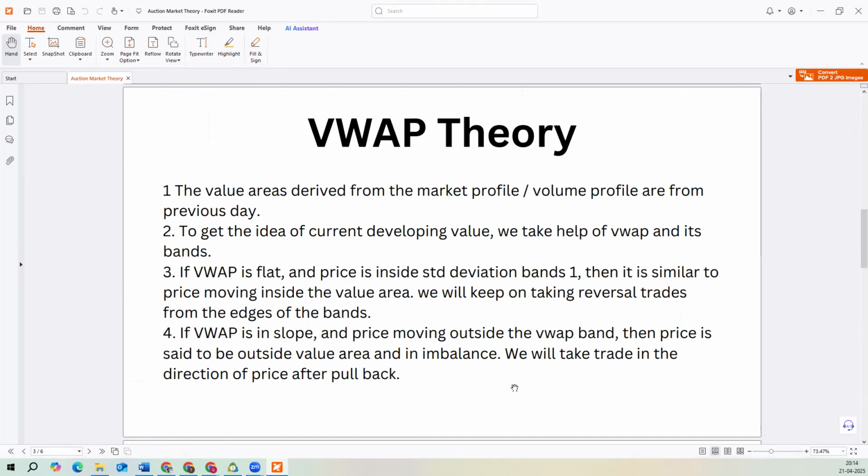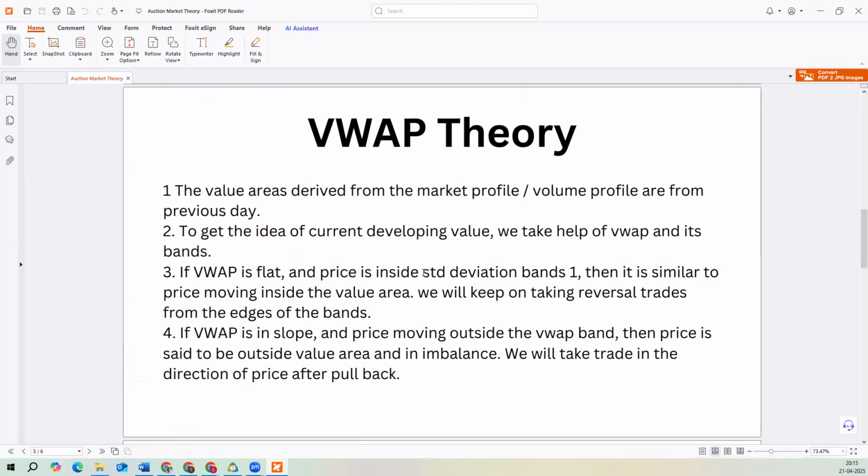Then we also use the VWAP theory. So what is VWAP theory? With market profile, we are finding the value area from the previous day. But today also the market is creating some kind of value. So VWAP helps us define where the value of the current market is. If the VWAP is flat, it means that the value is not going anywhere. So we can again expect that the price may move from value area high to value area low. And what is value area high and value area low here? It is the standard deviation bands for VWAP.